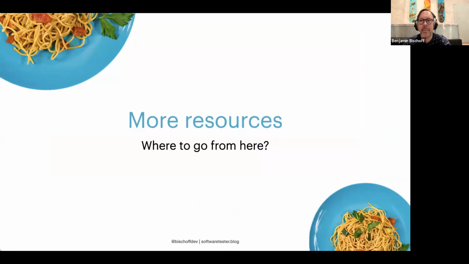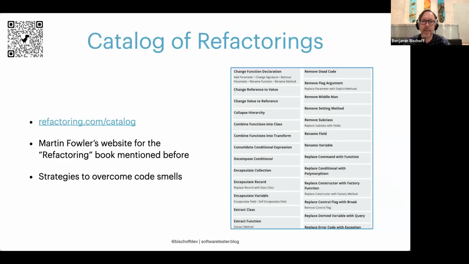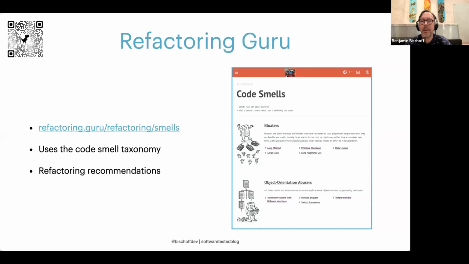Some more resources. Of course, the refactoring book I pointed out before. We have the catalog of refactorings. That's a website belonging to this book by Martin Fowler. And he lists strategies to overcome code smells, but not under the nice categories and names we used today. Instead, there is another website called Refactoring Guru that uses those categories and the whole code smell taxonomy and recommends refactoring methods, which is really nice.